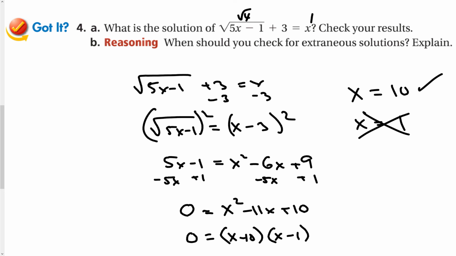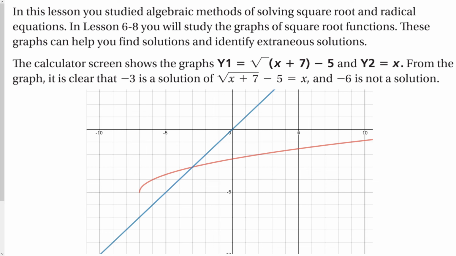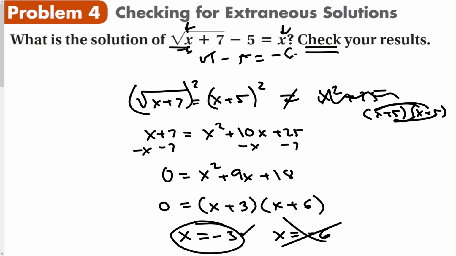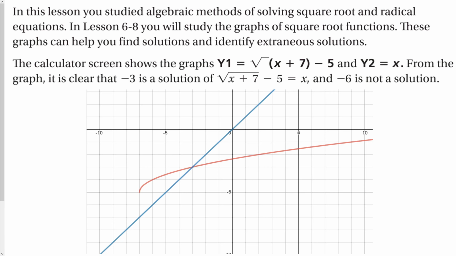Okay. And you can actually see this, right? We're studying algebraic methods of solving square root and radical equations. If we were to actually graph, we're back to this problem. If we were to actually graph these two, plugging them into Desmos, right? I could see my line of x and my curve of x plus 7 minus 5. Okay, you can see that they only cross at one spot, which is the answer. They only cross at -3 and not at -6 right there.